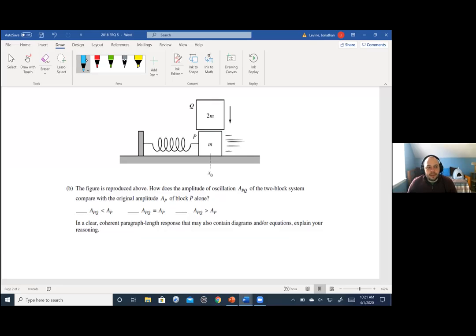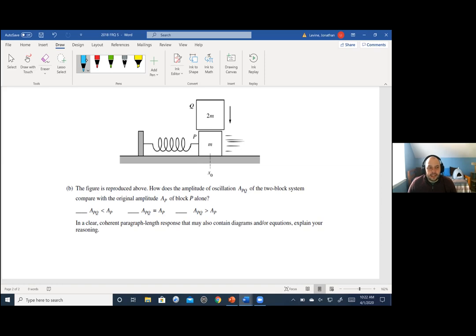Won't it be the same but slower? What's happening here when I drop this thing on top? We had a block M that was moving with a certain speed, a maximum speed at the equilibrium. How will that maximum speed be affected if I now just increase the mass? It won't be the same amplitude anymore.